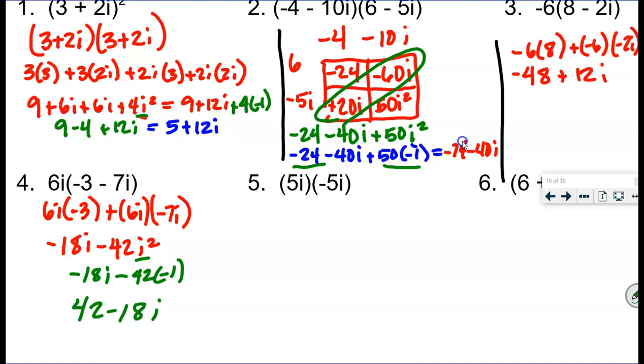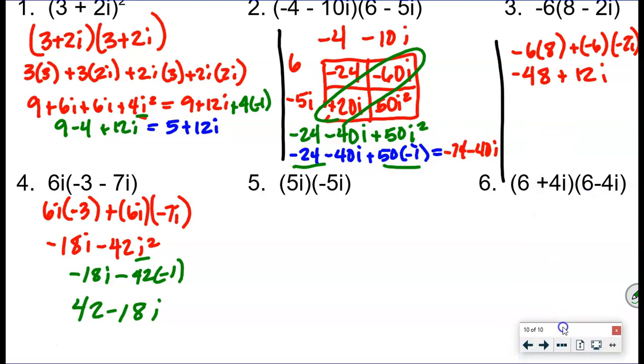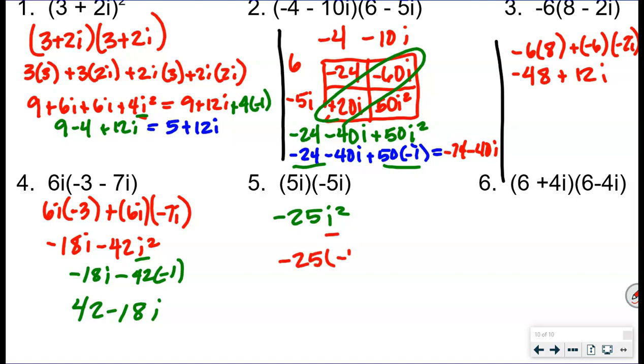Okay, so now this time, let's look at this. We're going to multiply 5 times negative 5. So that's negative 25. And then i times i is i squared, right? Again, we're still changing that i squared to negative 1, so don't forget that, okay? So we're going to do negative 25 times negative 1. So our answer is actually 25. Okay? All right, last one.